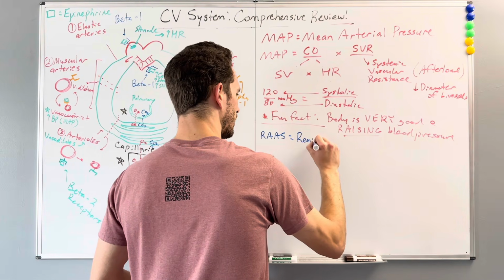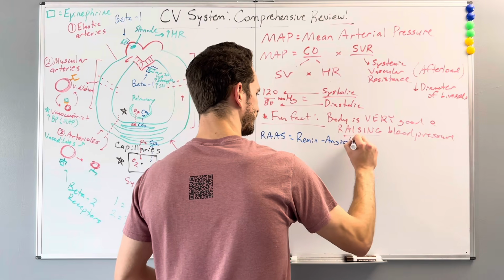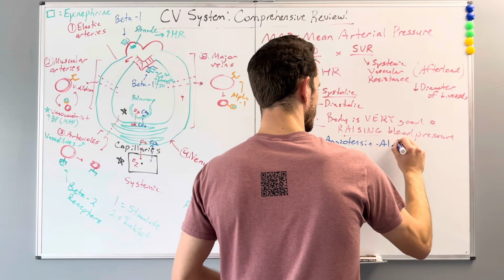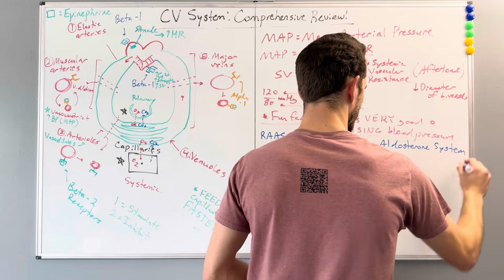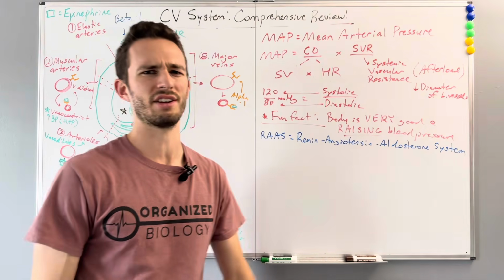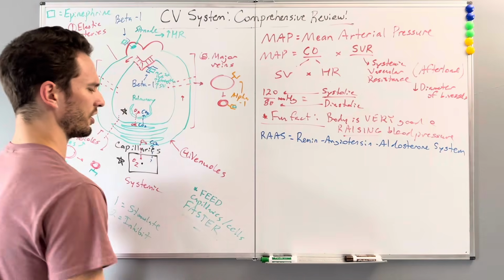This is called the renin-angiotensin aldosterone system. Very classy name. It makes you sound smart if you tell your parents about it. So go home and say, I learned about the RAS, renin-angiotensin aldosterone system. You'll sound smart. You're welcome.